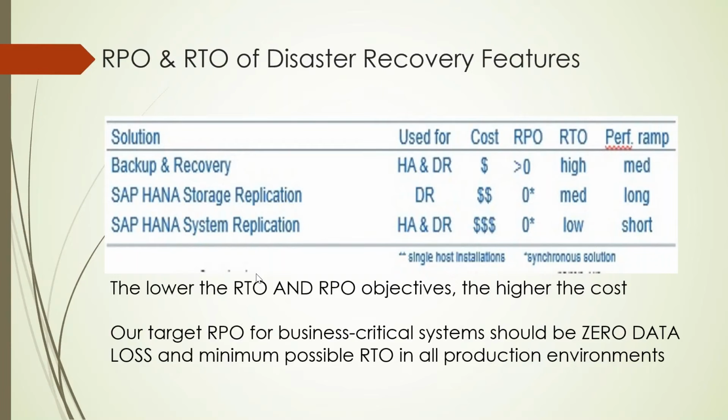So the RPO and RTO for HSR is decided by the infra team, the storage team, and the admin team, like the application team and the HANA team. Yeah, HANA system replication. So we, the Basis people, decide. But how will we decide? What happens if my HSR is enabled but the server is not responding? Then the RPO and RTO should be on the infra side, right?